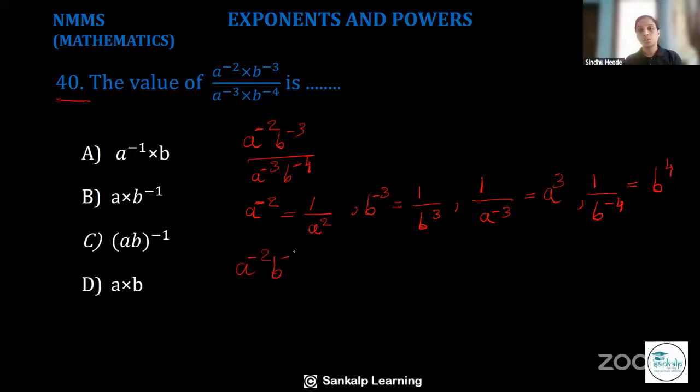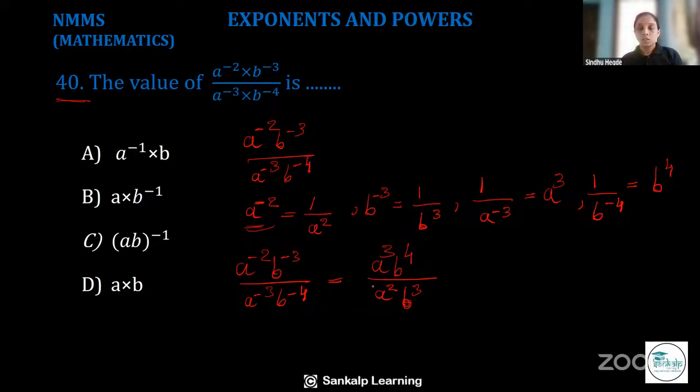a raised to minus 2, b raised to minus 3 divided by a raised to minus 3 into b raised to minus 4. That's equal to a raised to minus 2 is 1 by a square. It is nothing but a square comes to the denominator. Similarly, b raised to minus 3 is 1 by b cube, so b cube also comes to the denominator. Then 1 by a raised to minus 3 is a raised to 3. It is in the numerator. So b raised to 4 is also in the numerator.